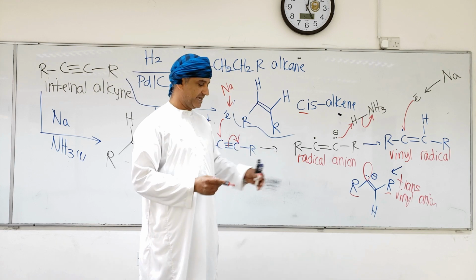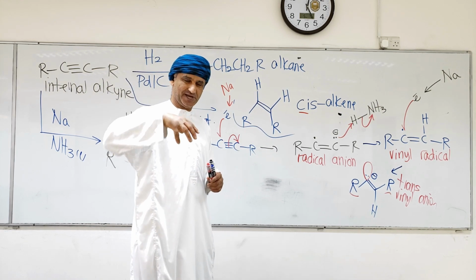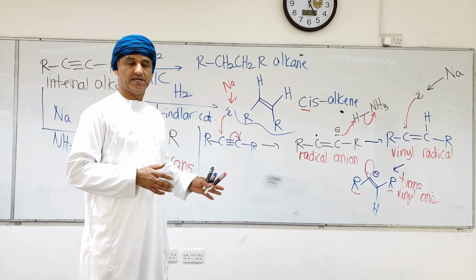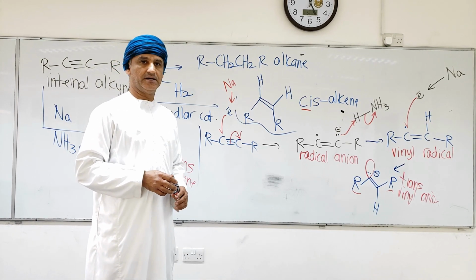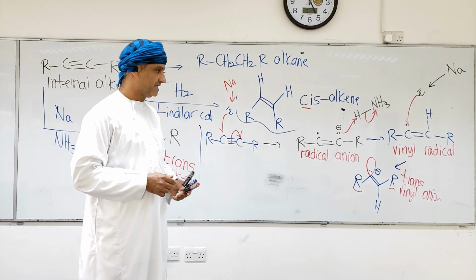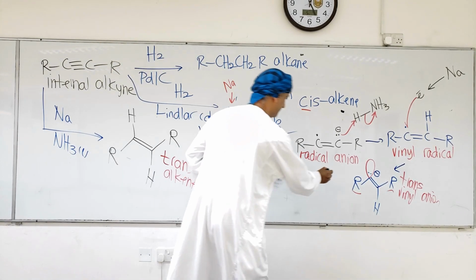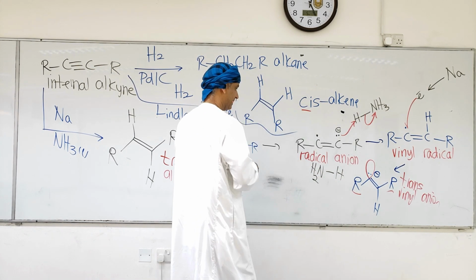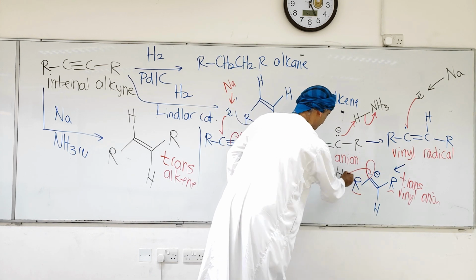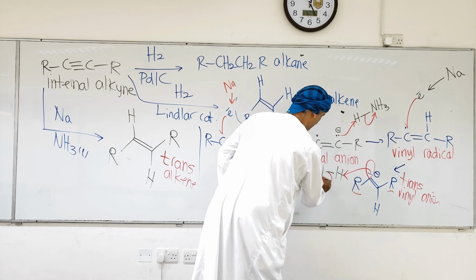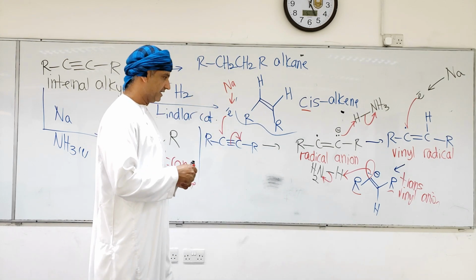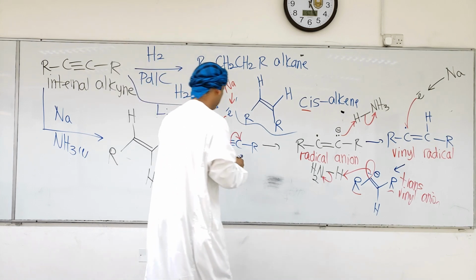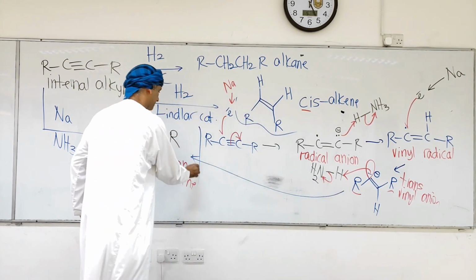So the trans vinyl anion is the origin of the trans double bond geometry in this reaction. Now the trans vinyl anion will pick up another proton from the proton source. So the anion will take off one of these hydrogens from ammonia, and if that happens, the two R groups are already opposite to each other. So this will lead to the trans alkene.